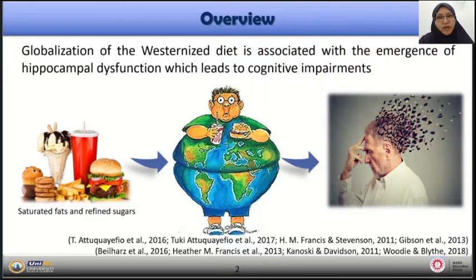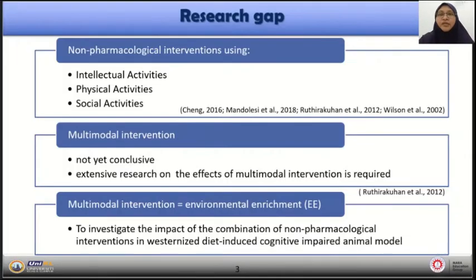So, cognitive impairment is a condition in which a person experiences a decline in mental abilities, such as trouble in remembering and trouble in learning new things. So, there is a growing interest in non-pharmacological approaches that utilize intellectual, physical, and social activities. Previous studies reported that these activities individually reduce cognitive impairment, and a few other studies suggested that multimodal or combined interventions may be more effective. However, evidence supporting the multimodal intervention is not yet conclusive.